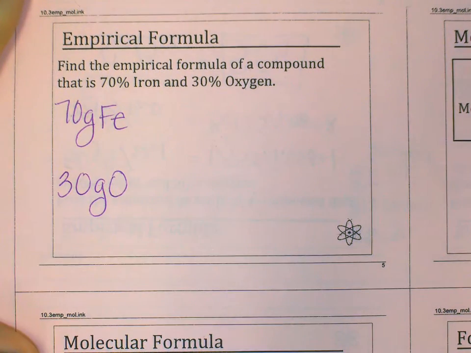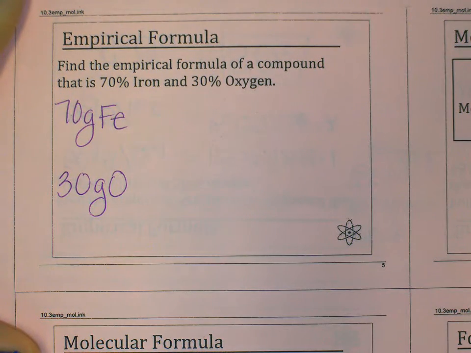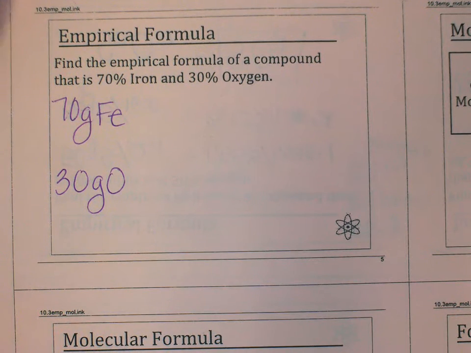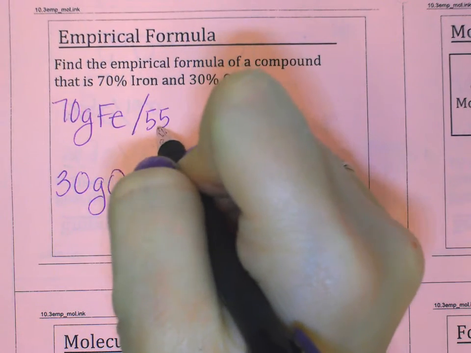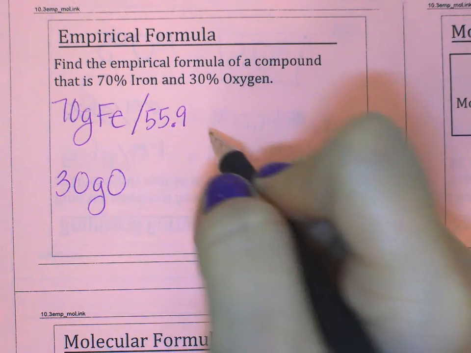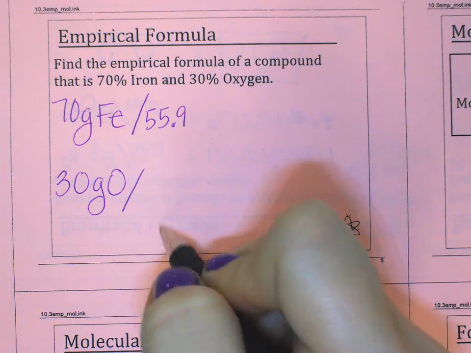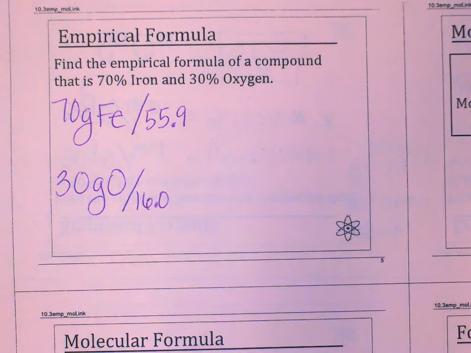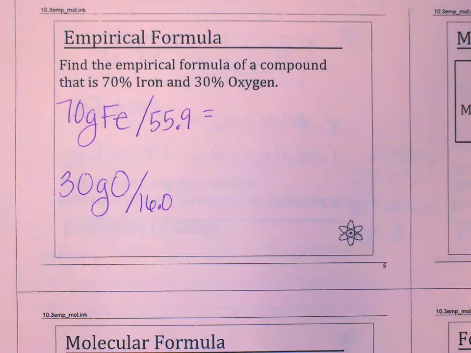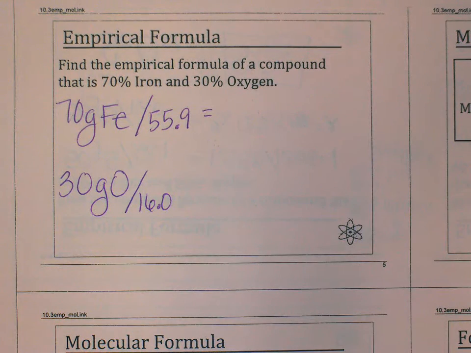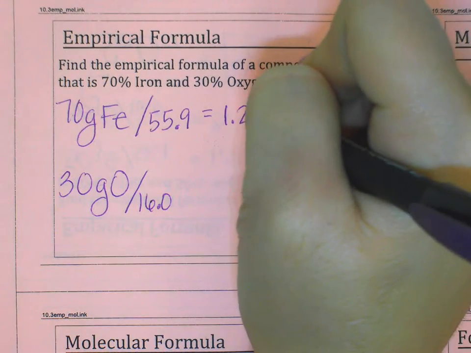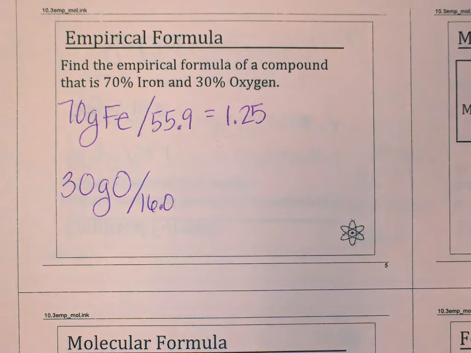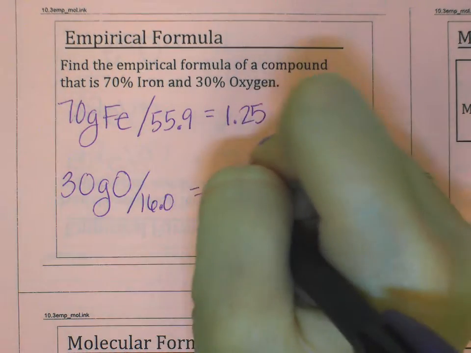So I'm going to follow my steps. I just did step 1. Now I'm going to do step 2. I have to divide this by its molar mass, which is 55.9 grams. Divide this one by its molar mass, which is 16.0 grams. 70 divided by 55.9 is 1.25. 30 divided by 16 is 1.875.